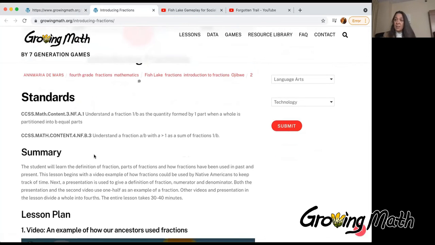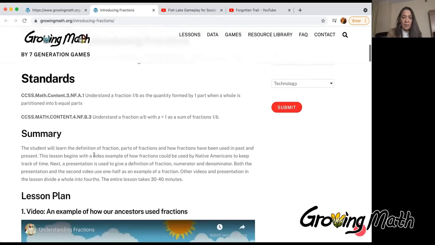And then there's a 4th grade standard that says, understand a fraction a over b with a greater than 1. And basically what that means is we're adding unit fractions, right? 1/4 plus 1/4 plus 1/4 equals 3/4, and so on.